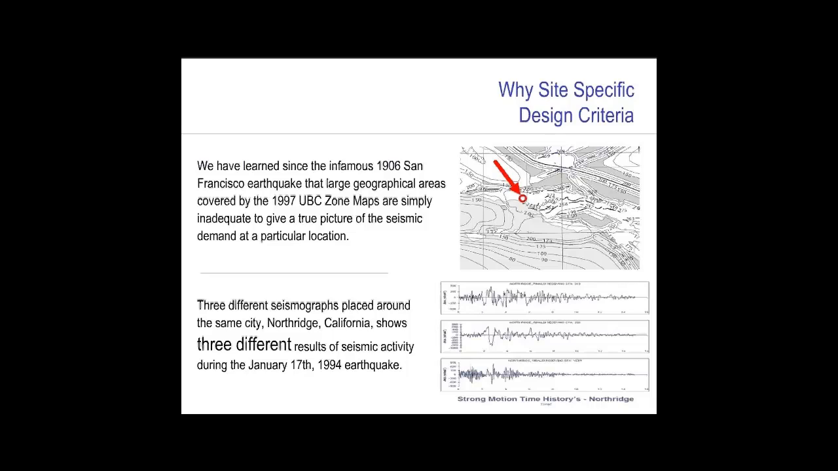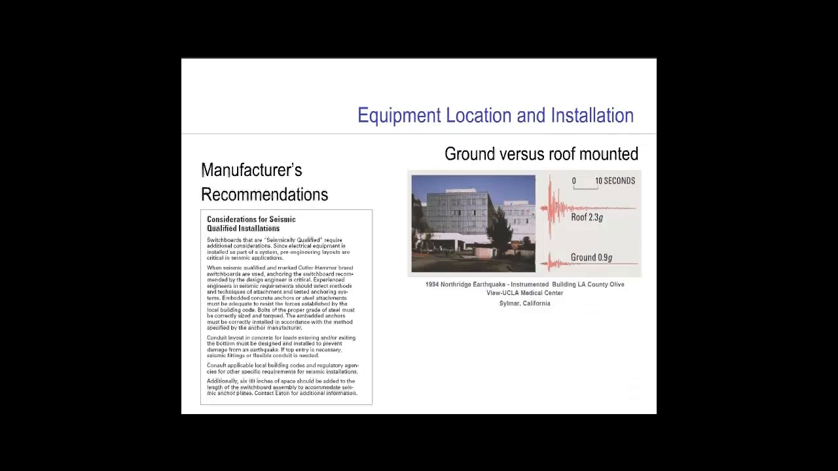We have also learned that not only the geographical location of the equipment is critical, but also where the equipment is located on that geographical site. It becomes obvious when we compare the seismic demand motion of ground level located equipment with that located on the roof. As can easily be seen in the seismograph on the right-hand side of the screen, the magnitude and duration are of a greater demand at roof level than at floor level.